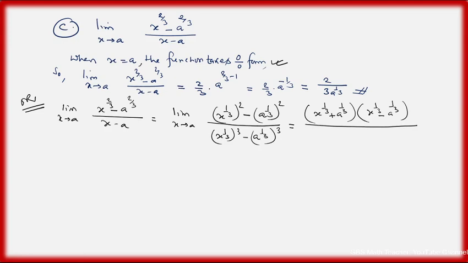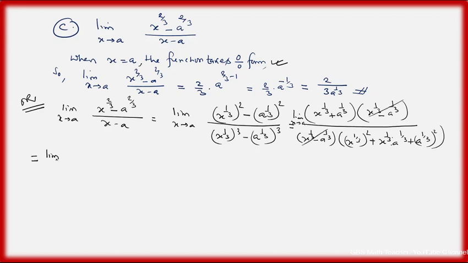You can apply the a cube minus b cube formula here: a minus b times a square plus ab plus b square, with a as x to the power 1 by 3 and b as a to the power 1 by 3. Here I forgot to mention limit x tends to a. Then you can cancel these two terms.